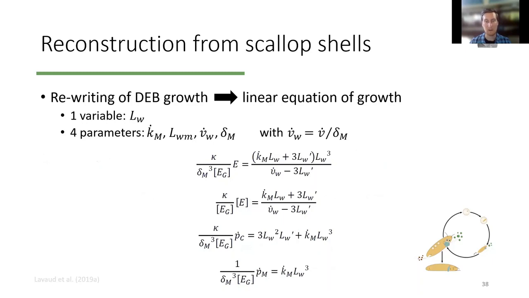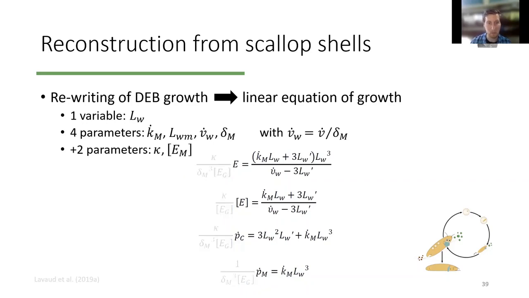And because we can now write a DEB model as a linear equation, we can rearrange different terms and retrieve some very interesting formulas that, if you add only 2 parameters, allow you to reconstruct not only the functional response, but also physiological variables such as a state variable, the reserve, but also the reserve density, and some important fluxes in the DEB model, which are the mobilization flux and the maintenance flux.